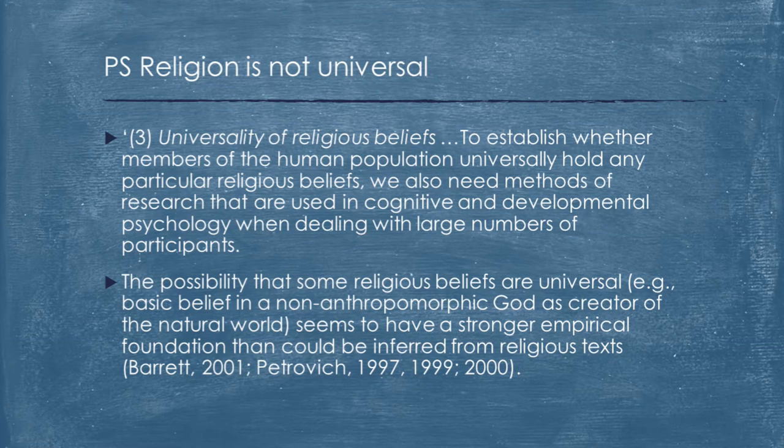She writes, "To establish whether members of the human population universally hold any particular religious beliefs, we also need methods of research that are used in cognitive and developmental psychology when dealing with large numbers of participants. The possibility that some religious beliefs are universal, that is to say, basic beliefs in a non-anthropomorphic God as creator of the natural world, seems to have a stronger empirical foundation than could be inferred from the religious texts." If you listen to what this section is saying, she's not saying that religious beliefs are universal. She's saying that to establish whether or not they are, we're going to need to go into cognitive and developmental psychology and appropriate those methods of investigation, experimentation, research in order to test this idea.